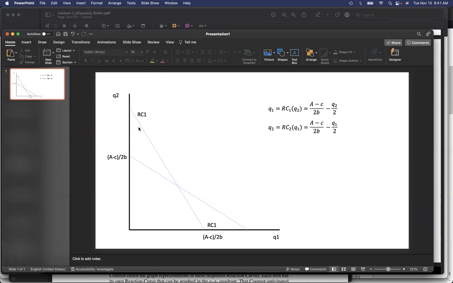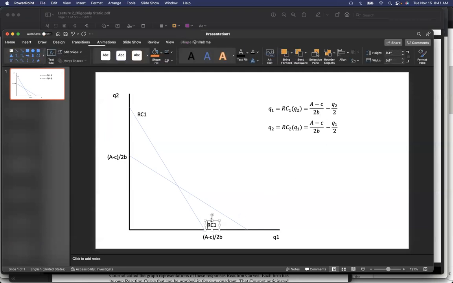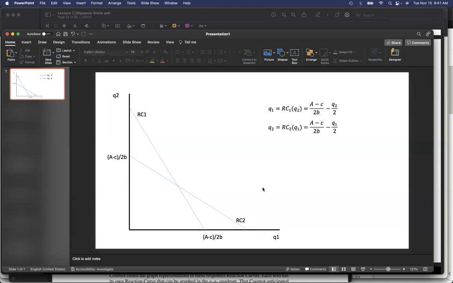Okay, so this is RC1, which is this one. So pansinin natin si RC1, which is ito. Notice that it's a function of Q2, which is ito. Now, I have a question for the group. Ano ang reaction ni firm 1 if firm 2 produces 0 or exits the market? Oh, actually, this is firm 2. Ano ang reaction ni firm 1 if firm 2 exits the market?